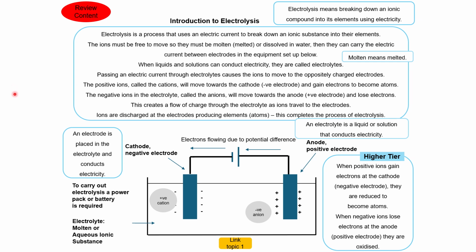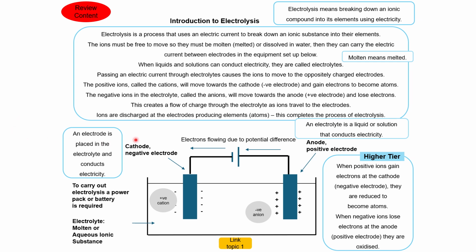The negative ions in the electrolyte, called the anions, will move towards the anode, which is the positive electrode, and they will lose electrons. This creates a flow of charge through the electrolyte as ions travel to the electrodes. Ions are discharged, so they lose their charge at the electrodes, producing elements, atoms. This completes the process of electrolysis.